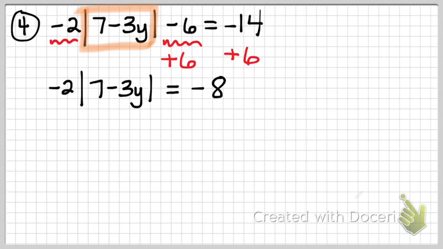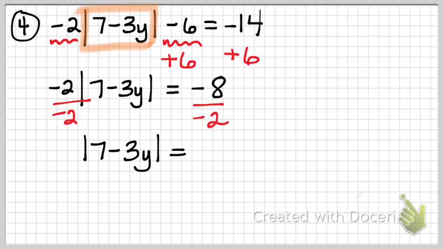So you have negative 14 plus 6, which is negative 8. Now to get rid of this negative 2, do we add 2? We divide it because that's being multiplied. So this is really important. This is what I need to make sure you guys understand for your second test. I'm dividing 2 negatives, which makes it positive.